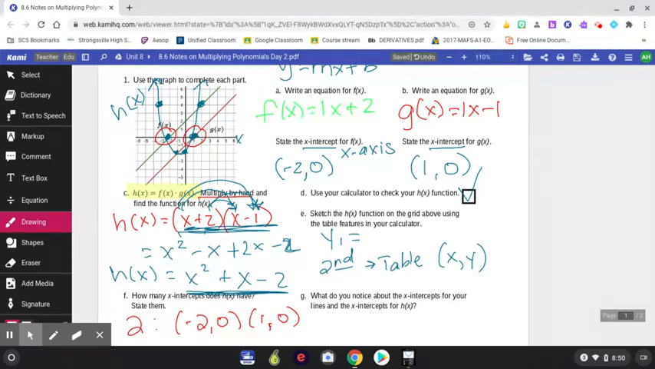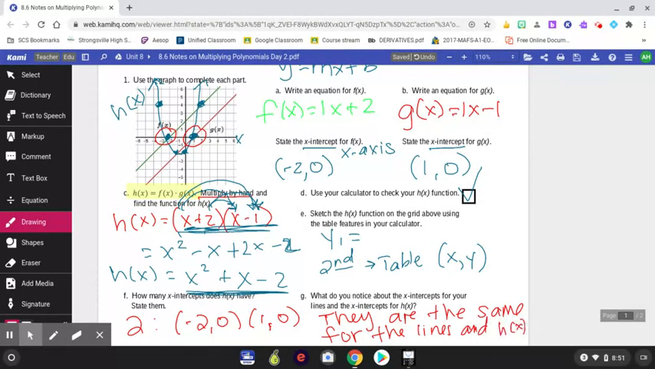And then it says, what do you notice about the x-intercepts for your lines and the x-intercepts for h of x? They are the same. Okay. And so that's what we noticed when I went to graph that, right? The x-intercepts are the same for the lines and h of x. See if I can squeeze that on there.